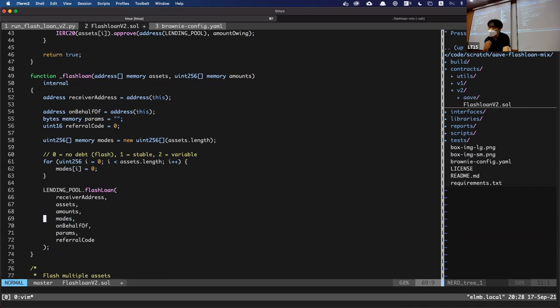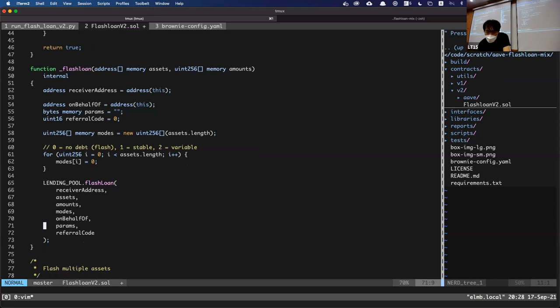So the modes is actually the kind of loan that you want to make. In Aave, you can take three different kinds of loan. One is the flash loan, which doesn't require any collateral. The second one is a stable loan, where I'm taking a loan and paying a stable rate of interest over time. And variable is where I'm paying a variable rate over time. Those might be helpful if you're trying to do other things that are not a flash loan. But today I'm just going to use zero as the mode of transactions. And for params and referral code, those two are not that important.